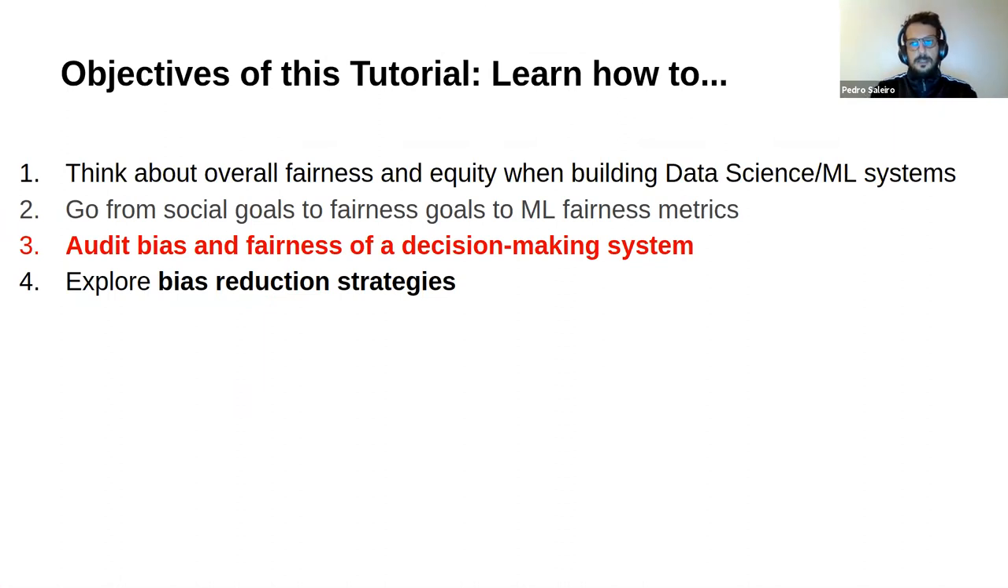Now in this part of the tutorial, we are really motivating how to audit and why you should audit models for bias and fairness. And we are showing a toolkit that we developed. It's called Aequitas. And then we'll go through one interactive notebook that you can also follow along on your laptop. You just need a Google account in order to be able to run on Colab, but I will jump to that when we get there.